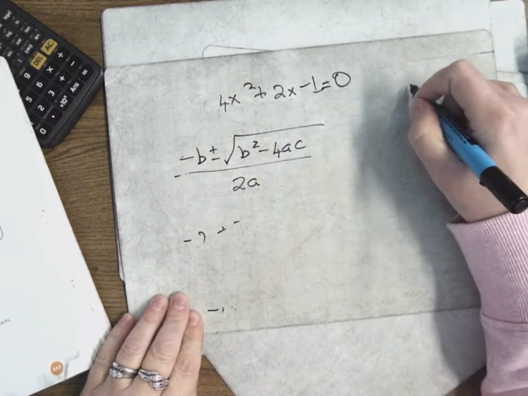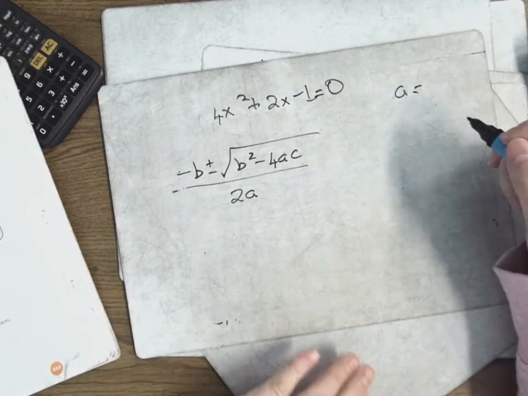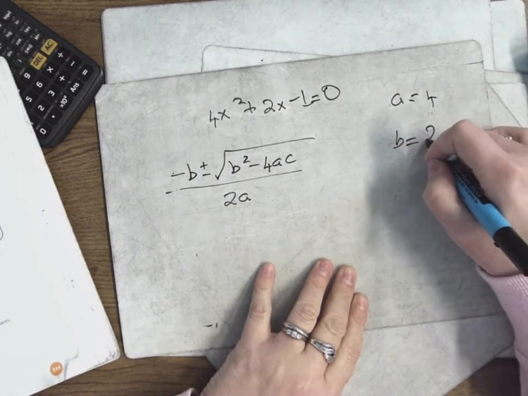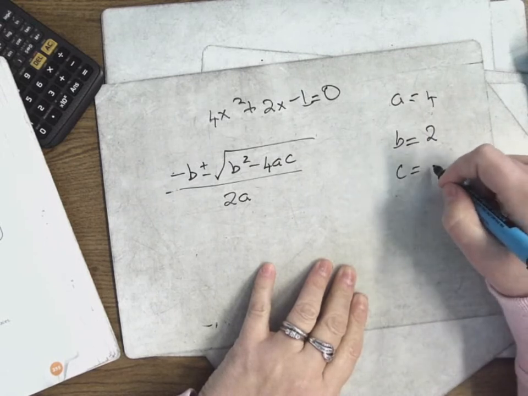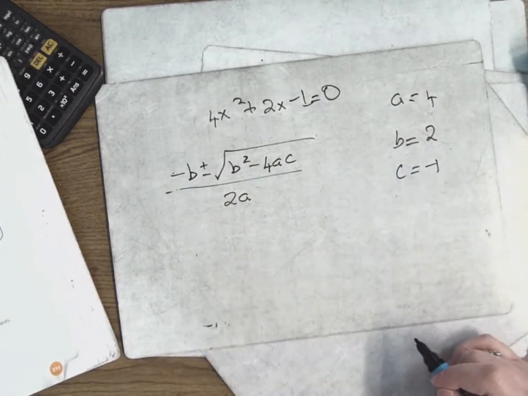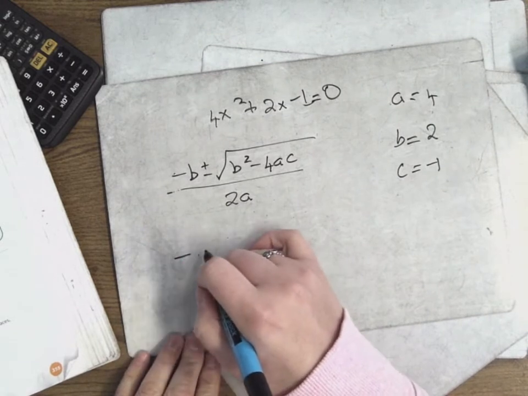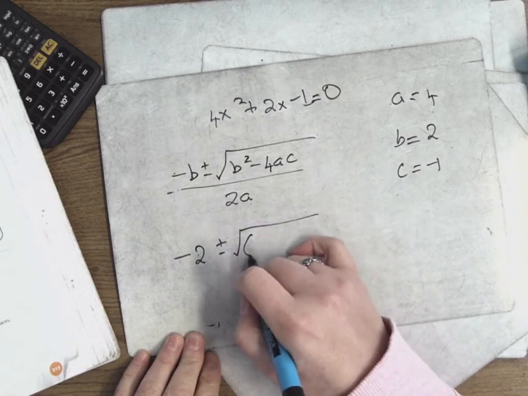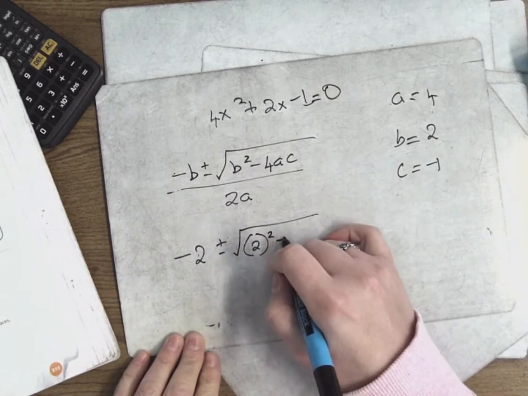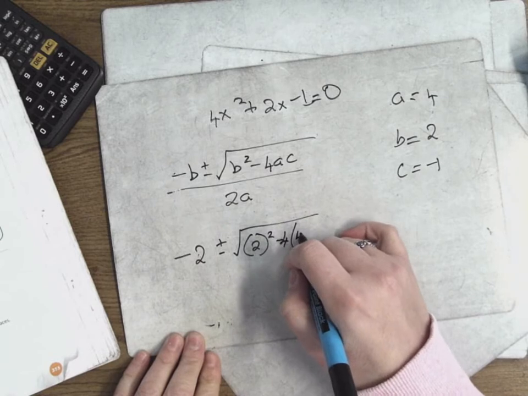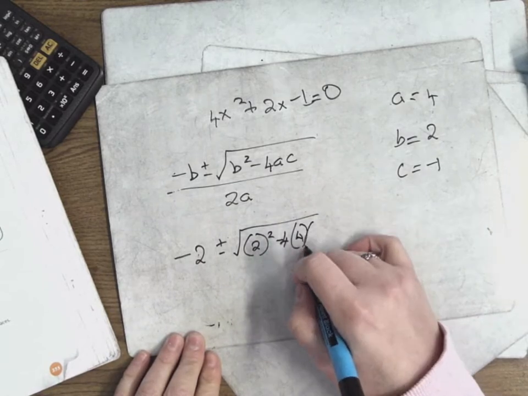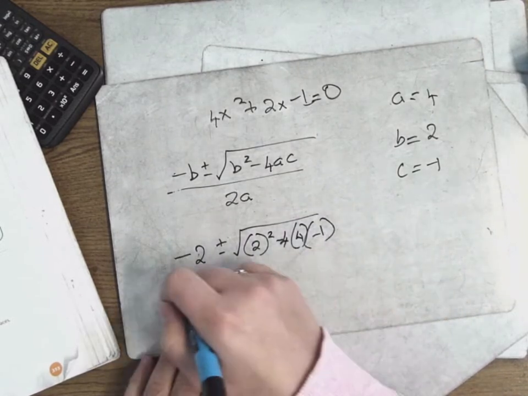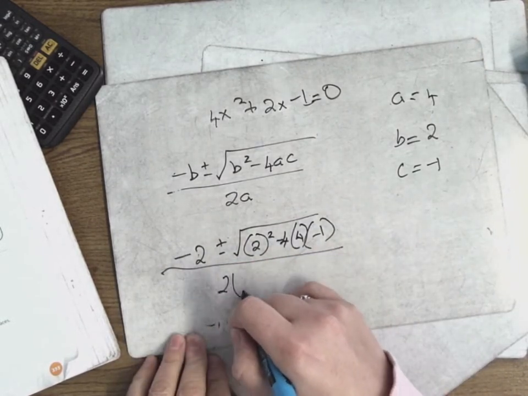So a is the number in front of x squared. What's a equal to? 4. b is the number in front of x. What's b equal to? 2. And c is the number by itself: minus 1. And then you fill in. So it's a minus sign, then b, which is 2, plus or minus the square root of b squared, which is 2 squared, minus 4 times a, which is 4, and c, which is minus 1, all over 2 times a, all over 2 times 4.